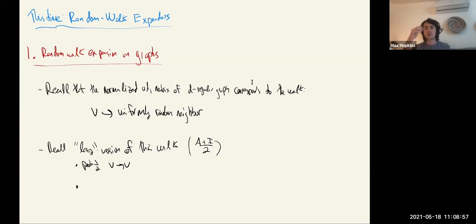And then with probability 1/2, if you condition on not staying at the same node, you spread uniformly around your neighbors. So the I over 2 is the lazy part. And then with probability 1/2, V maps to, again, a uniformly random neighbor. And that's the part that's given by A over 2. So this you showed on your homework.